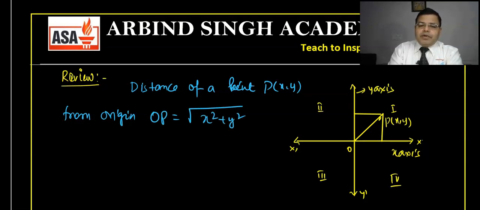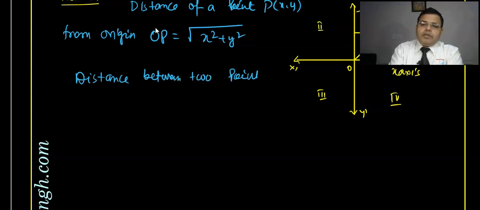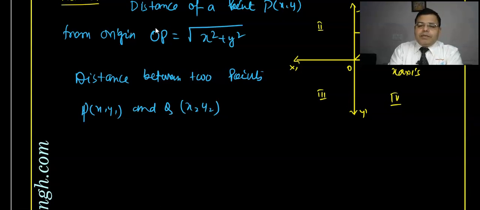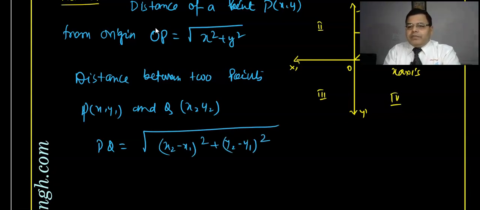Also, if P and Q are two points and you have to calculate the distance between them, then you can calculate it by using a formula. Similarly, the distance between two points P(x1, y1) and Q(x2, y2) is given by PQ, and that is under root x2 minus x1 whole square plus y2 minus y1 whole square. In fact, the difference of x coordinates whole square plus the difference of y coordinates whole square. So that can be calculated.